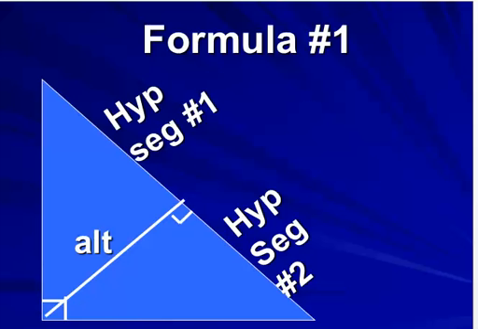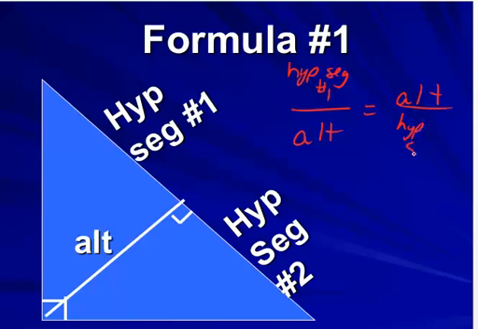So our formula will set up that the altitude is the mean. So I'm going to put the altitude in the means position. And what it's the geometric mean for, those are going to be our extremes. So my extremes are the hypotenuse segment number 1 and the hypotenuse segment number 2. And this is the first formula that you need to know for this unit.